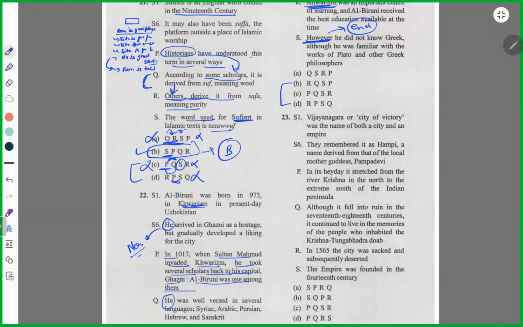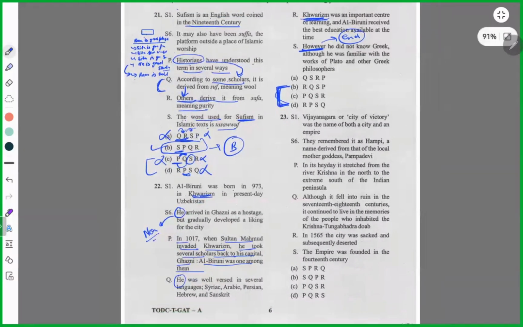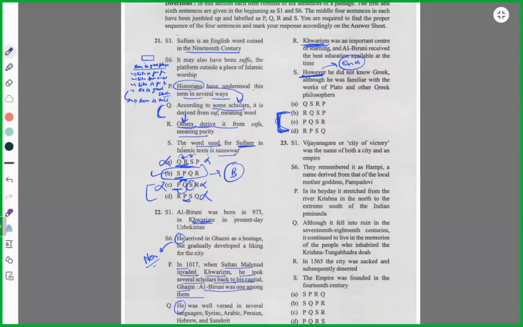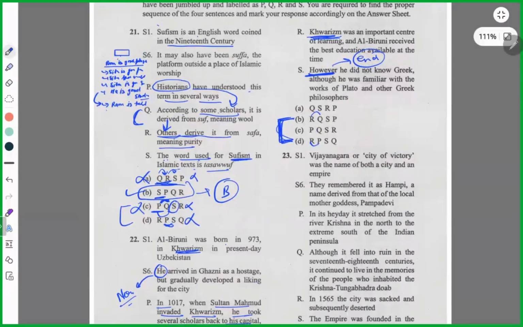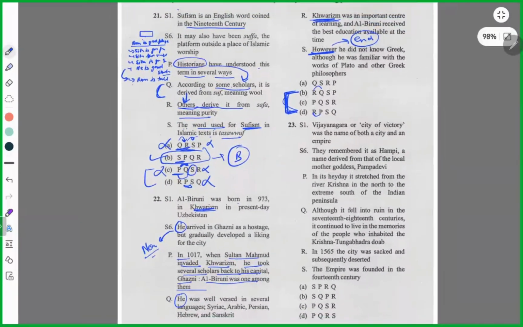If you see, R is the first, and there is QS similar. So we'll focus on these three first, then we will see QS is also there. QS is more prominent. Let us start with R, because R is in two and it is starting. So we need to know the starting sentence. Now, what is R? Khwarizm was an important center of learning, and Al-Biruni received the best education available. Now we need to find whether it is RQ or RP. That is our main goal now.